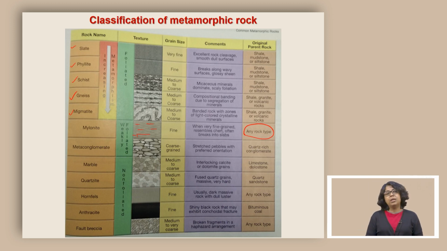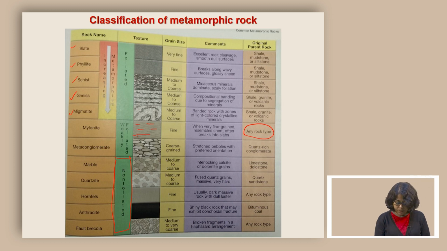The ones which are completely non-foliated, where we cannot expect to find any preferred orientation of the mineral grains, are categorized under non-foliated rocks, and they include marble and quartzite, which we already talked about. Some more rocks which are also found in certain metamorphic environments include hornfels, anthracite, fault breccia and so on.